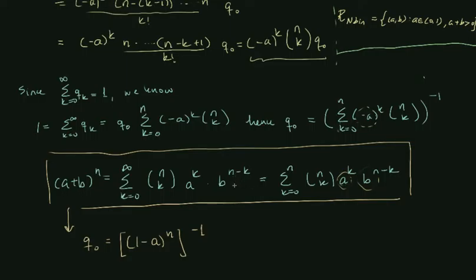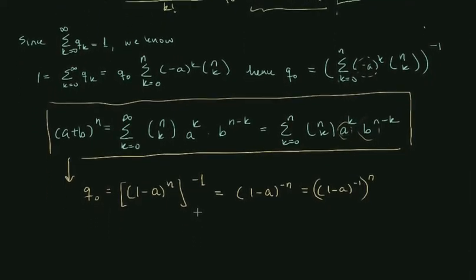Okay, so the next part requires us to figure out how we can somehow recognize a binomial distribution here, right? Okay, let's just rewrite this. So we have 1 minus a to the minus first, to the n.